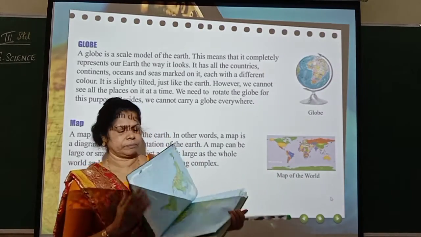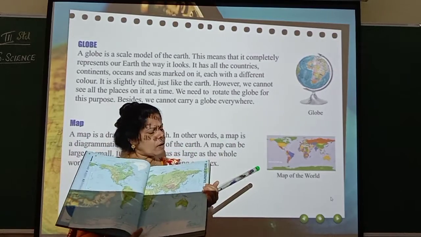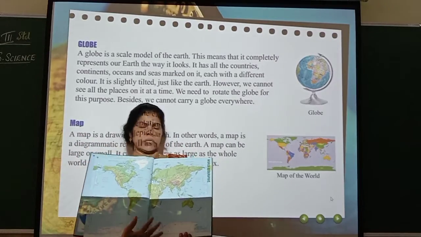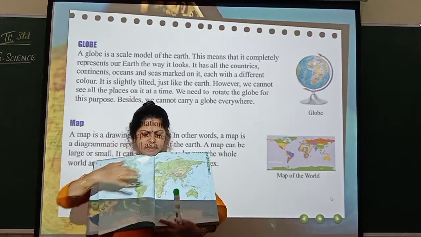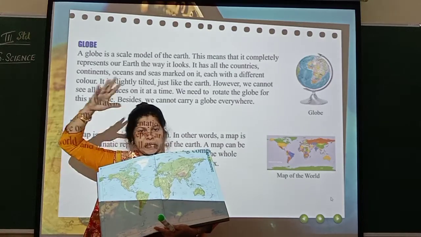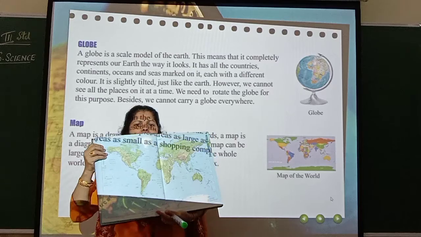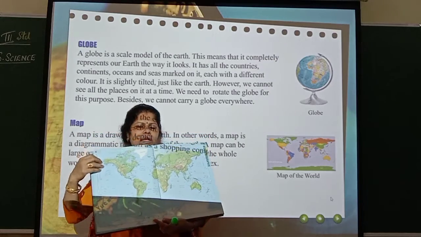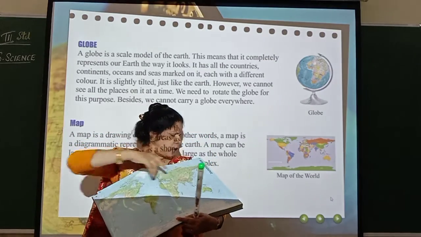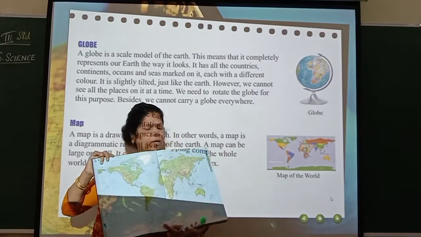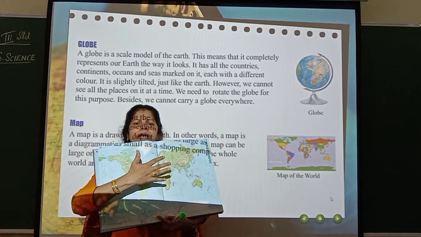Okay, look here. Now, see, like this. There will be big charts also, small charts also you can see. See, this is how the map will be shown. So, here you can see world geographic condition and one part of the earth.